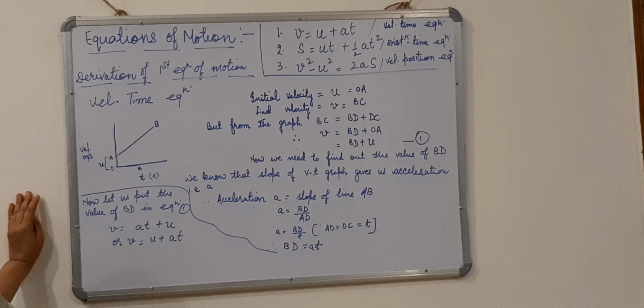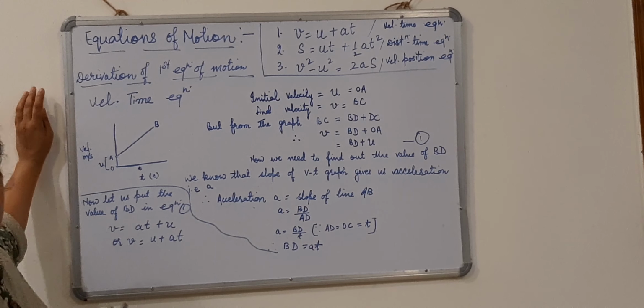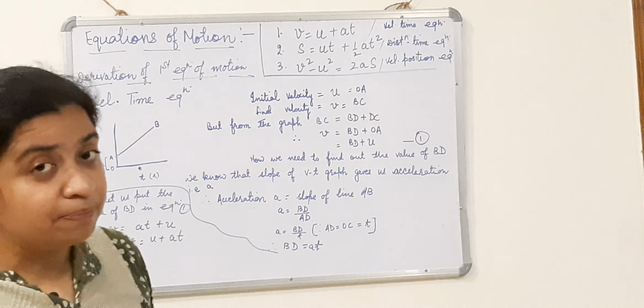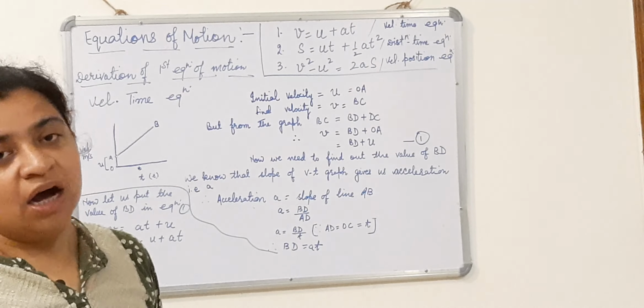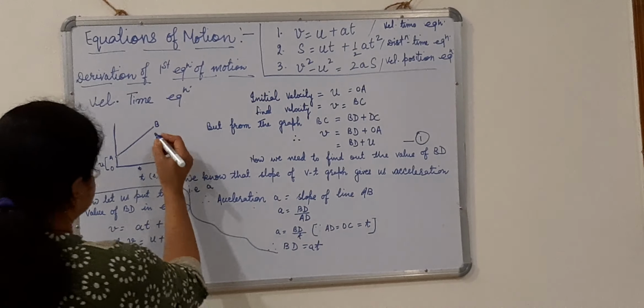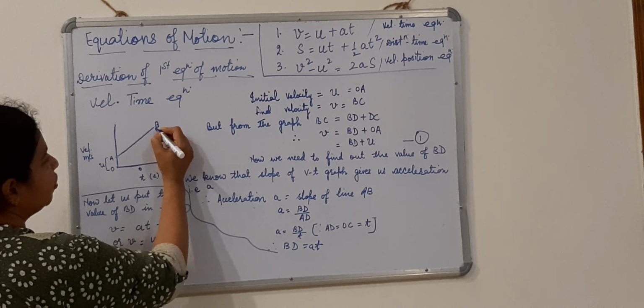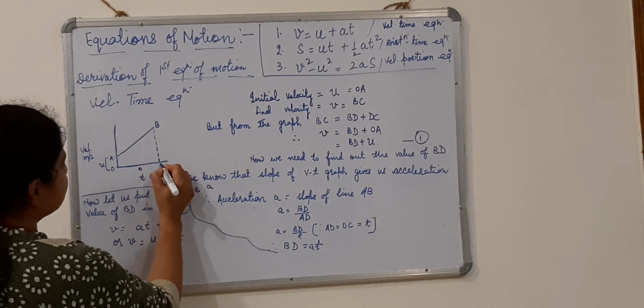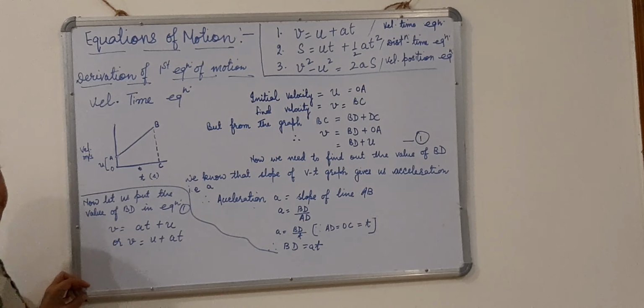Now, how am I going to derive the equation from this information? I have to complete this information with certain constructions. See what I am going to do: I am going to draw a perpendicular from point B. Let us consider it as C.